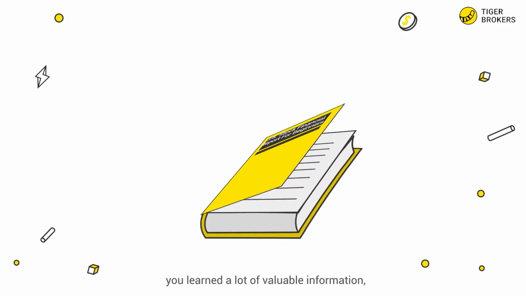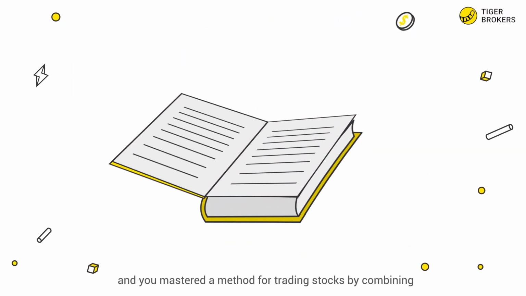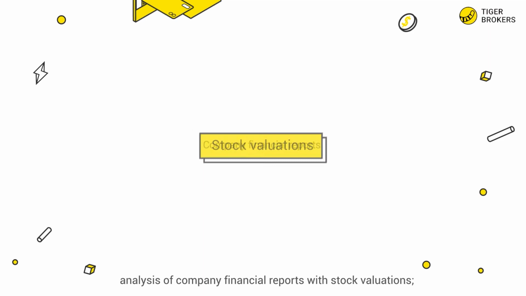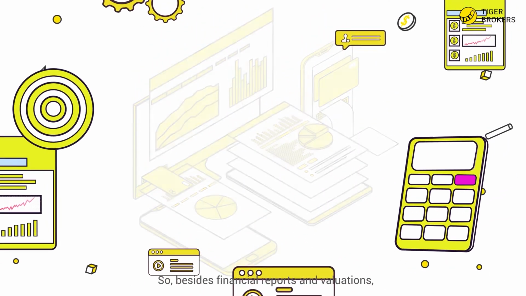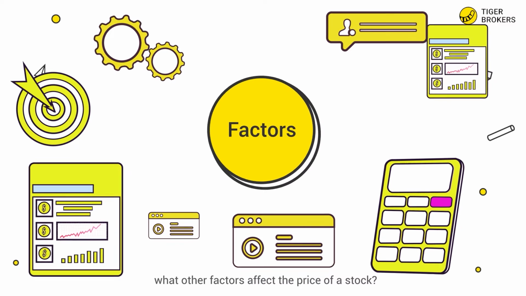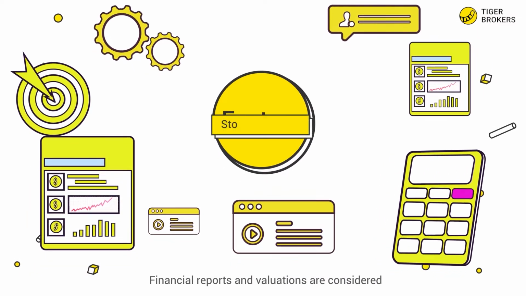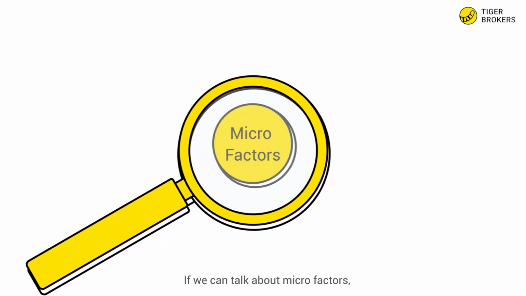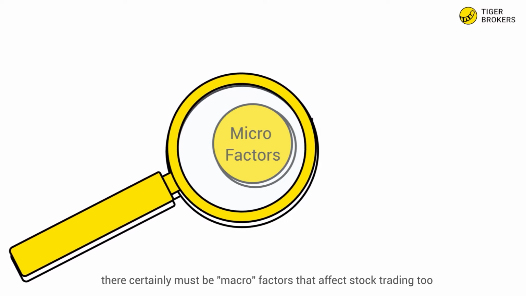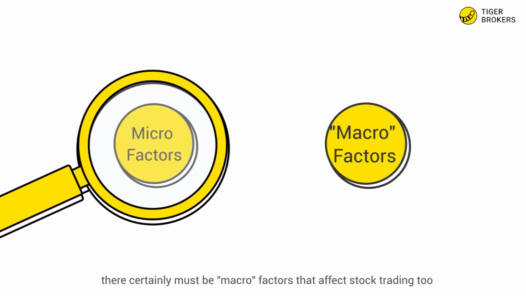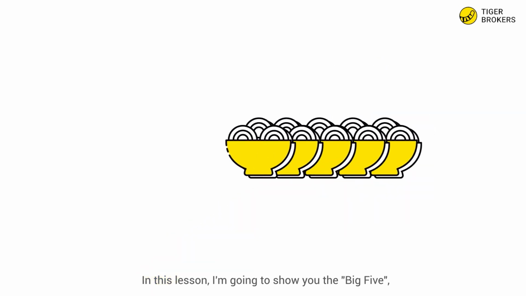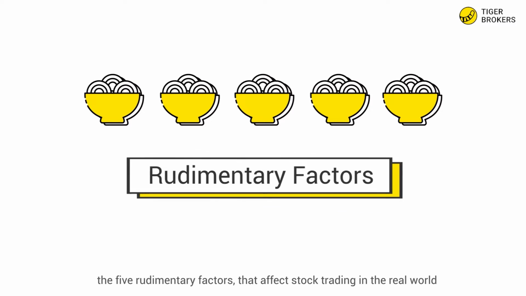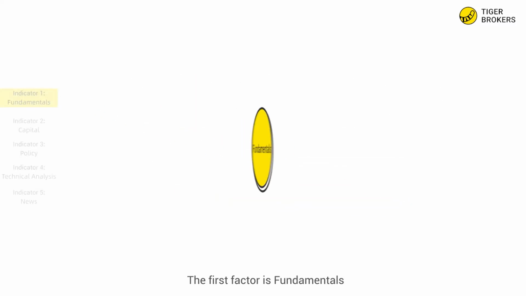In the previous lessons, you learned a lot of valuable information, and you mastered a method of trading stocks by combining analysis of company financial reports with stock valuations. So, besides financial reports and valuations, what other factors affect the price of a stock? Financial reports and valuations are considered micro factors that affect stock trading. If we can talk about micro factors, there certainly must be macro factors that affect stock trading too. In this lesson, I'm going to show you the Big Five, the 5 rudimentary factors that affect stock trading in the real world. The first factor is fundamentals.